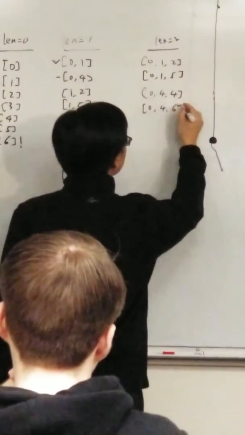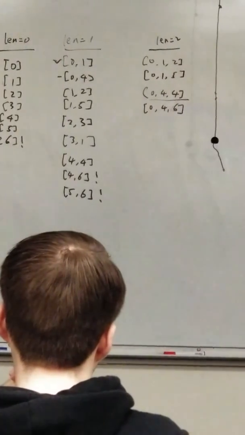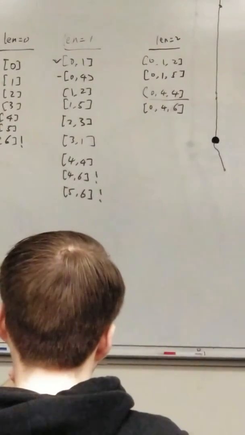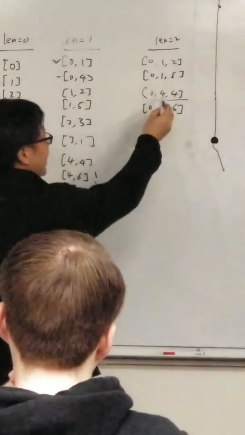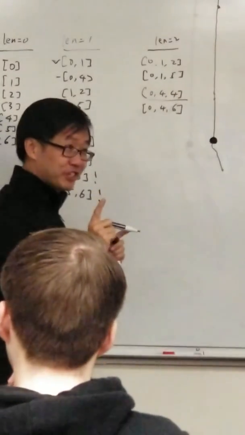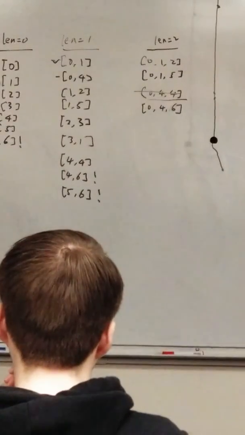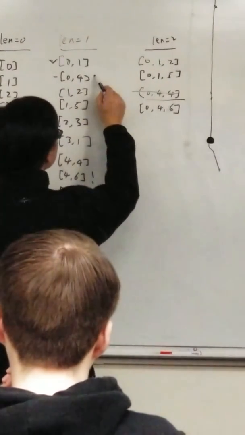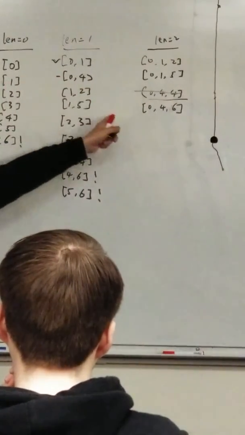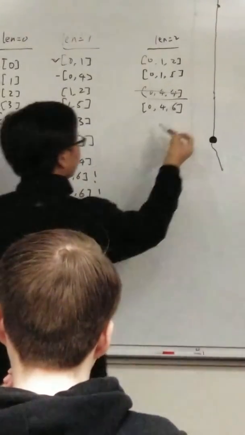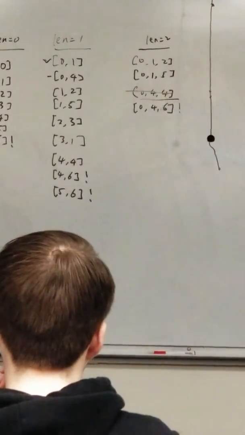Is 0, 4, 4 a simple path? Why not? You have an internal loop, right? This node appears twice, and it's not the first node. So this one you're not going to generate. I'm not going to put anything over there. Because that is, you can extend to 0 or 6. And I'm going to put an exclamation mark over here, because 6 cannot be extended.